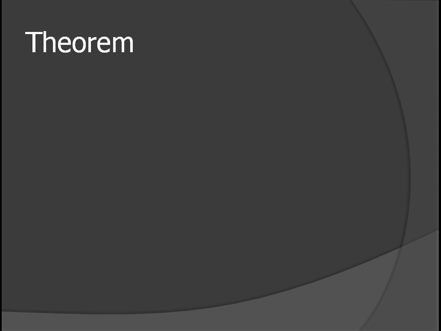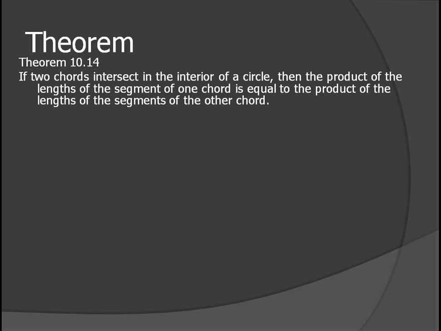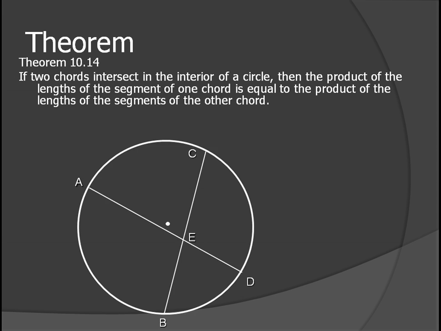All right, we have a theorem, theorem 10.14. Again, just write down the theorem number, and then you can go back in and write down the text. The idea behind this theorem is that if I have two lines that intersect inside of a circle, we know that the length from A to E times the length from E to D is equal to the length from C to E times E to B.